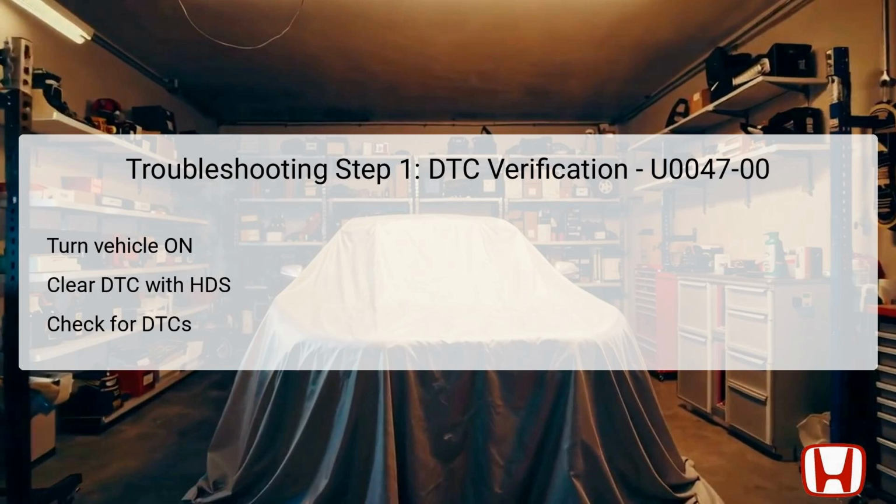Begin by turning the vehicle's ignition to the on position, ensuring that the vehicle's electronic systems are active without starting the engine. Next, use the Honda Diagnostic System, HDS, tool to clear any existing DTCs. This process helps in resetting the system and allows you to monitor if the DTC returns. After clearing the DTC, turn the vehicle's ignition off and then back on again after a brief wait of 6 seconds.